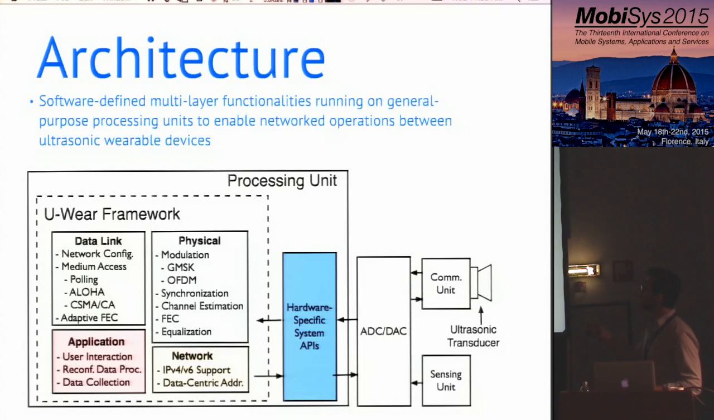Basically, we generate the waveforms in UWare. These are then converted to analog by the DAC, and then go to the communication unit and are transmitted. Vice versa, we receive the signal, we go back to digital, and then UWare processes the data.